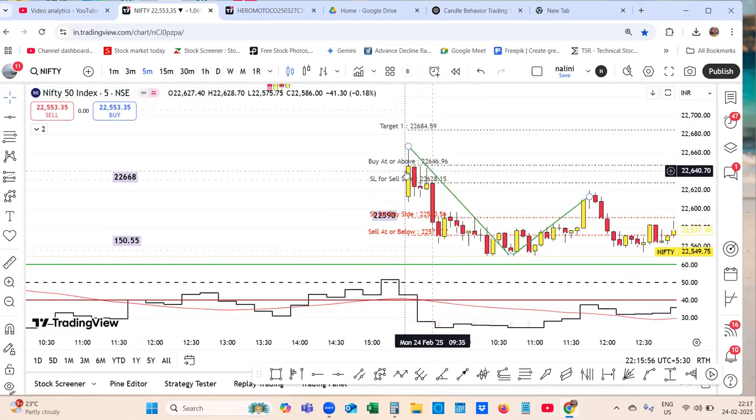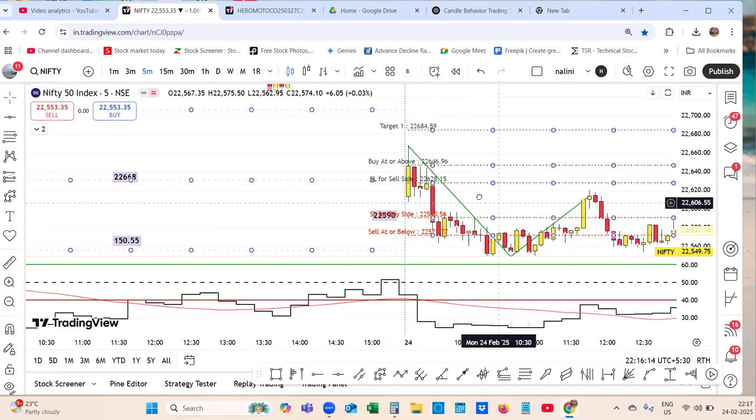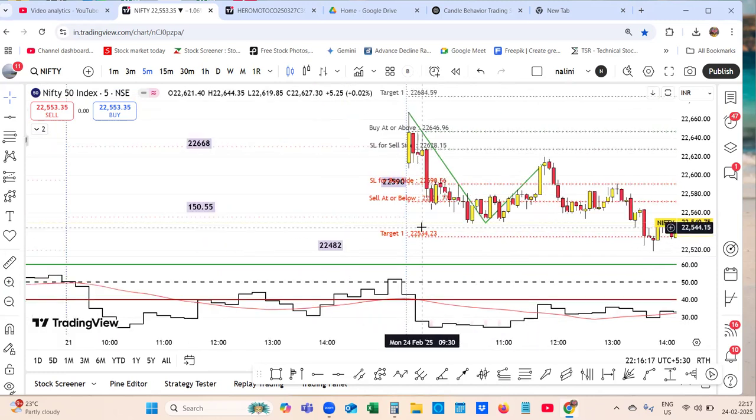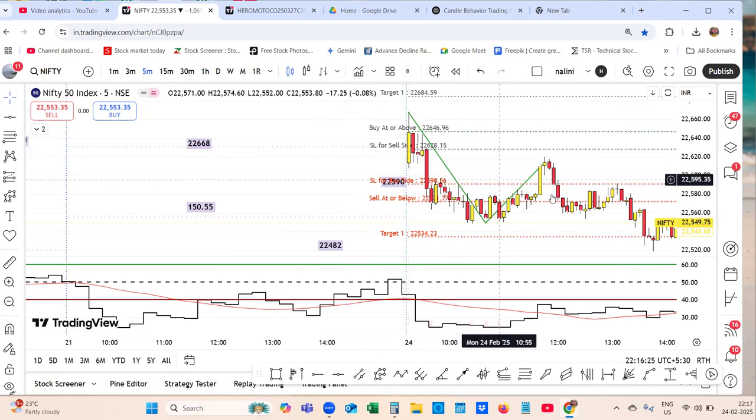Then it is giving buy or above. If the price is above 22,646, then buy. If the price is below this, you go for the sell side. Sell or below 22,570. It is calculating and giving that. So you get an idea that you are not going to go for a buy trade, even on an intraday basis, it is a pullback. The price is pulling back. You are not going to make mistakes.